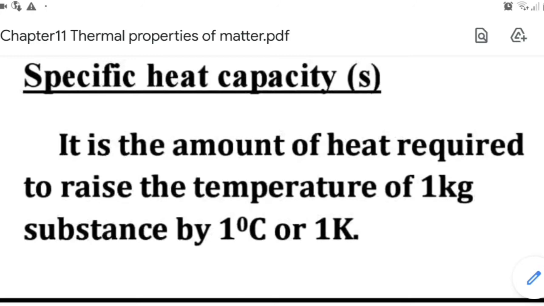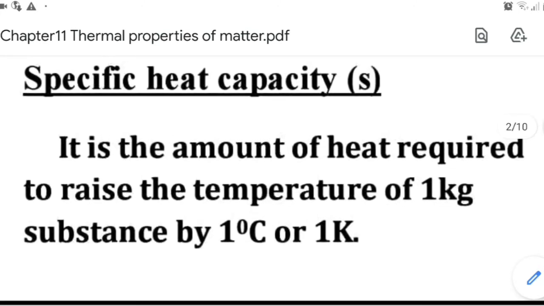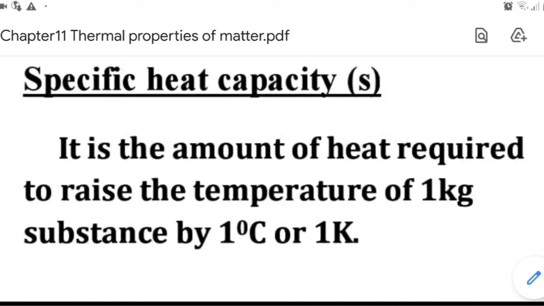We all know that when an object is heated, its temperature increases. The more it gets heated, the more its temperature rises. So, the amount of heat required to raise the temperature of 1 kilogram of substance, that is the point to be noted. To raise the temperature of 1 kilogram of substance by 1 degree Celsius or 1 Kelvin, how much heat is required for that purpose? That heat is known as specific heat capacity. It has the SI unit joule per kilogram per degree Celsius.